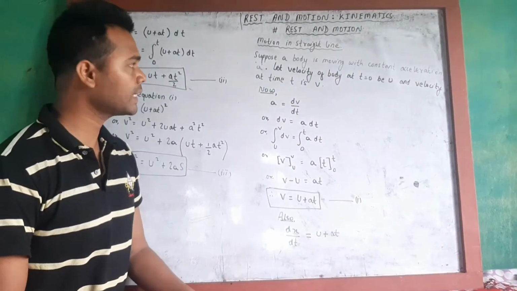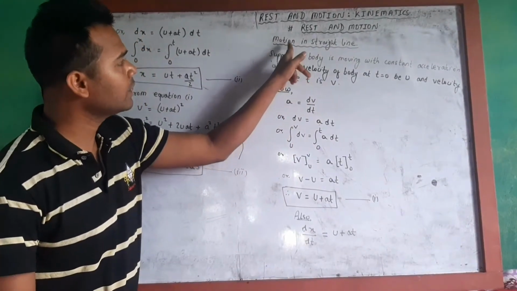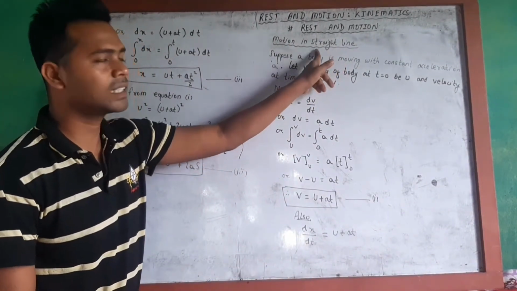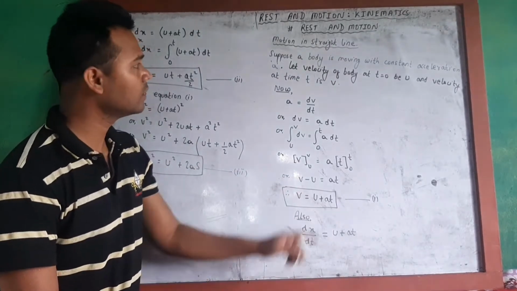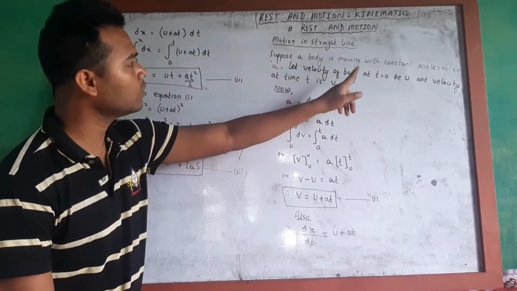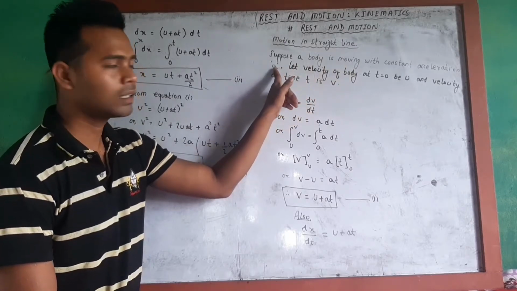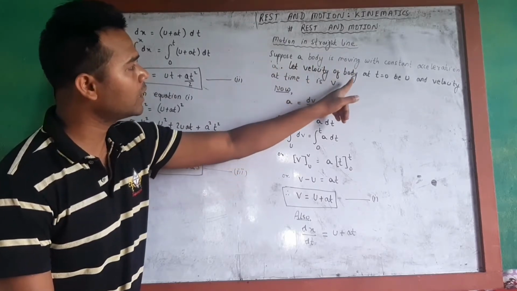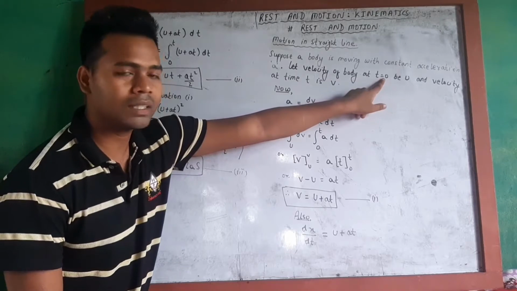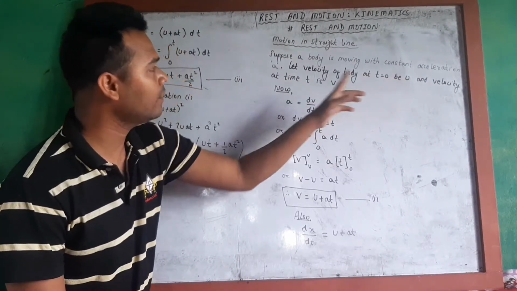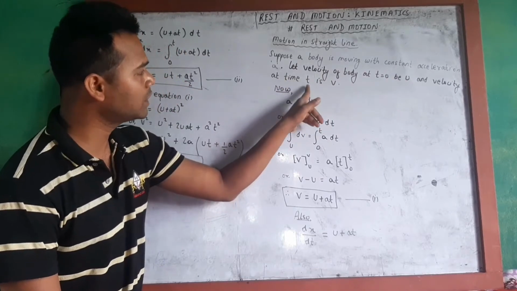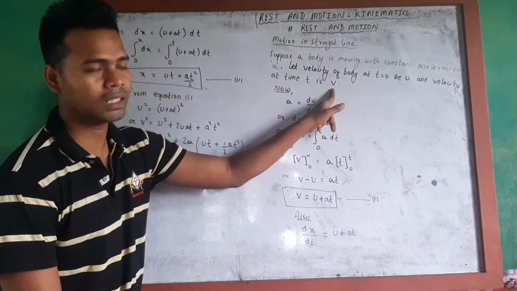Now let's move to the next concept. Motion in a straight line with constant acceleration. Suppose a body is moving with constant acceleration a. Let the velocity of the body at time t equals 0 be u. That means initially the velocity is u, and the velocity at any time t is v.